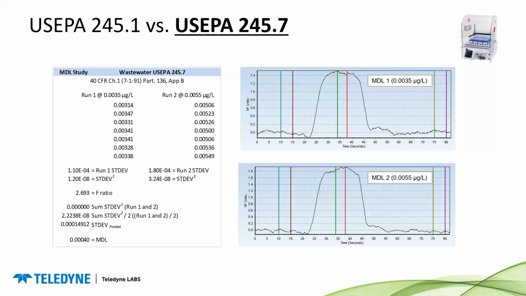An MDL of less than half of a ppt using a non-gold trap method is pretty remarkable. And this method spans multiple orders of magnitude while still meeting that low water quality criteria set for the Great Lakes region. For this method, 1.3 nanograms per liter was my target, and I was at 0.4. So pretty impressive.